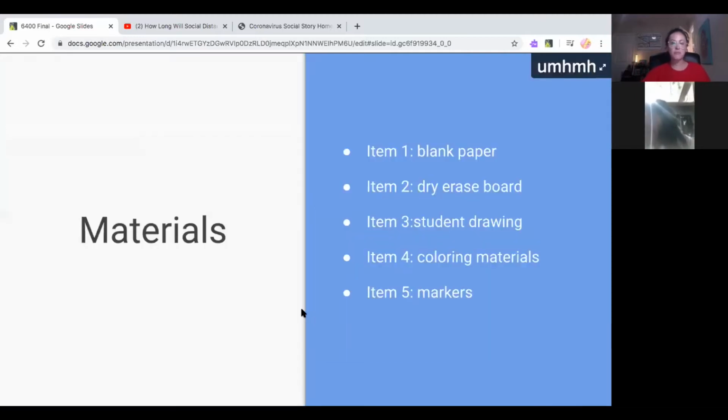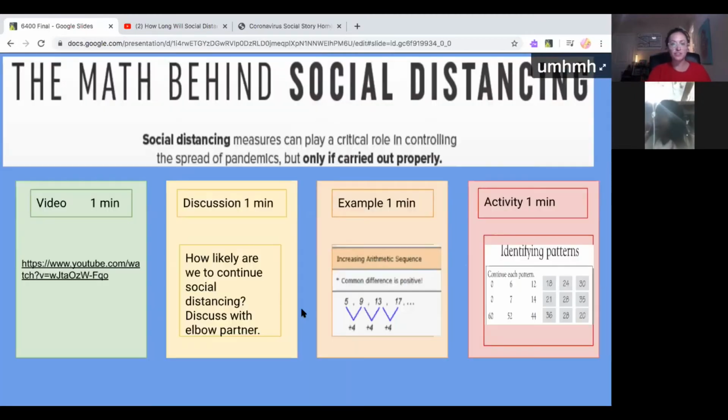Our next example is a 1-minute activity where we're looking at identifying patterns. So we're going to continue each pattern, and we're going to look at this simply. We're going to look at the unshaded numbers for our pattern because those are numbers that also have a positive difference, which means they're addition sequences.